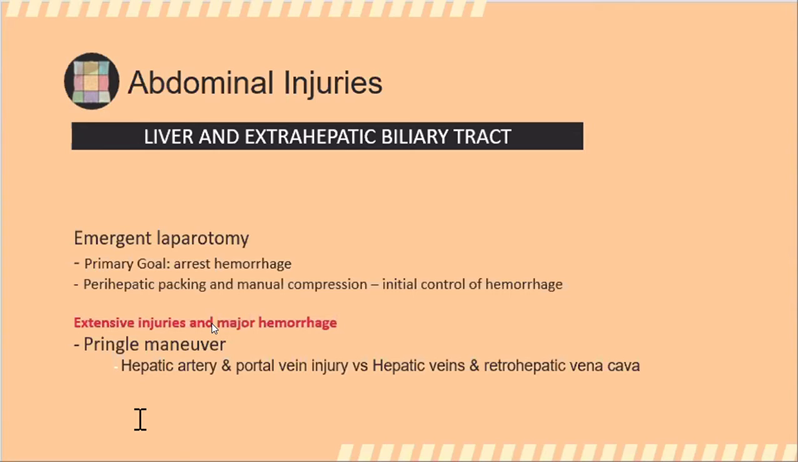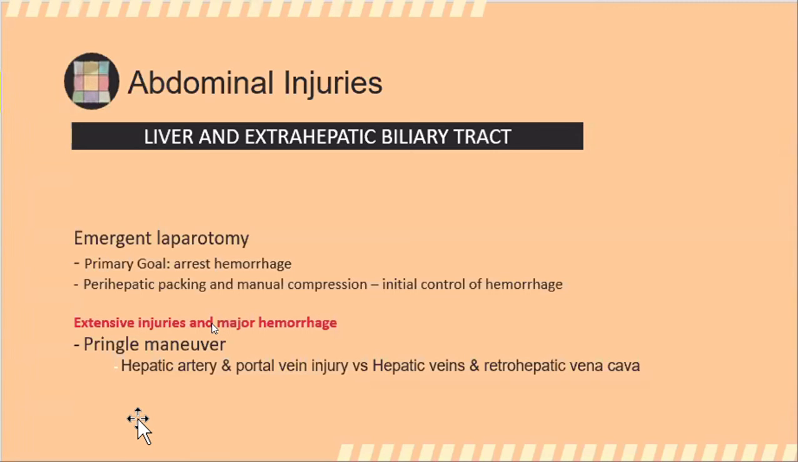So if higher grade yung injury, emergent laparotomy is indicated. Okay? Pag liver, extrahepatic biliary, or splenic injury, the goal is to arrest hemorrhage. So what we do is we do perihepatic packing. So pinapalibutan yung liver ng operative sponge or lap pack to initially control the hemorrhage.